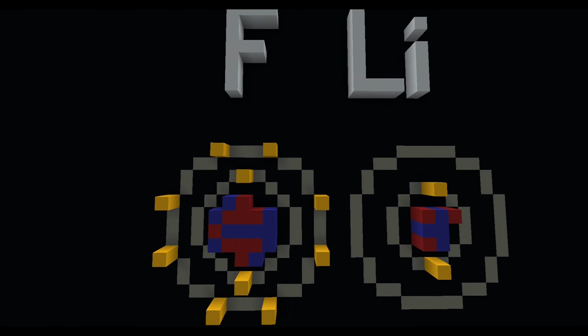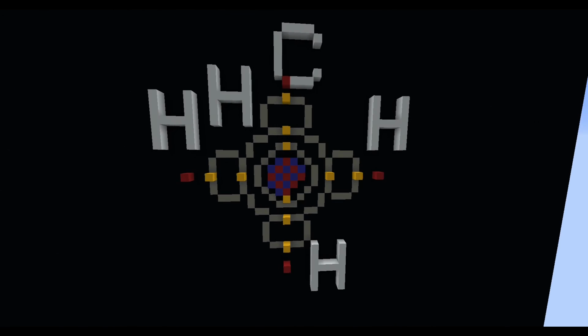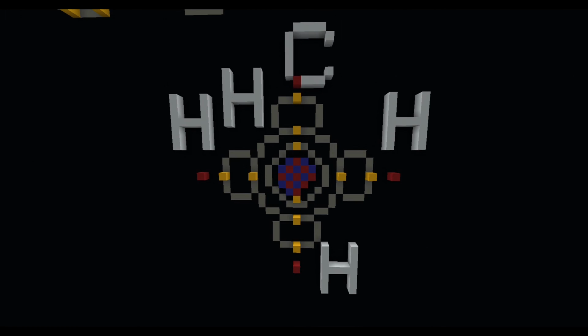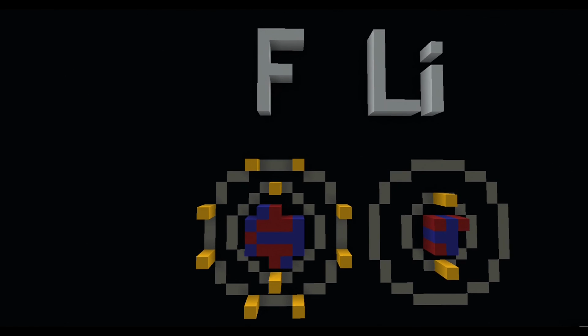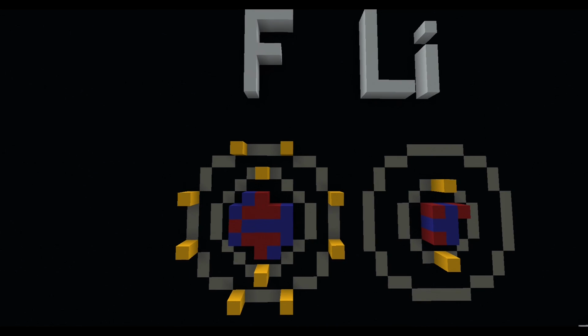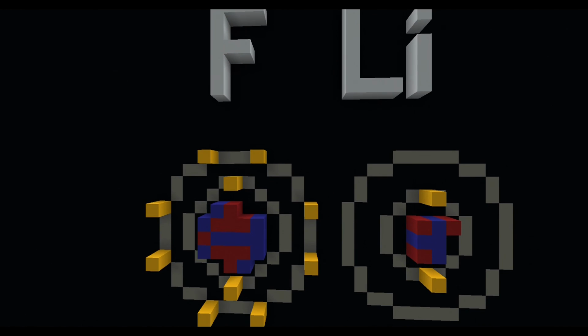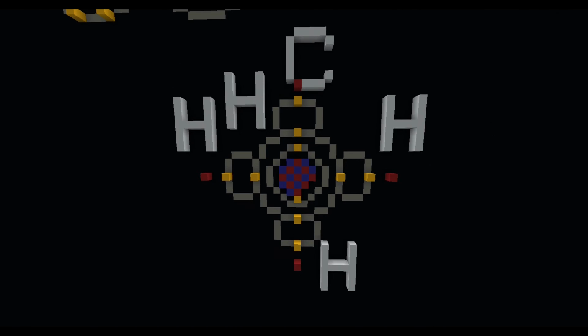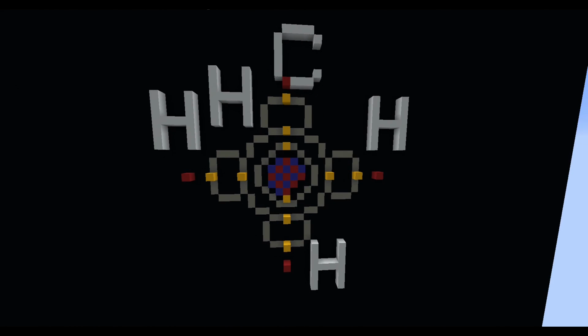Ionic bonds are when an atom takes an electron from another atom. Covalent bonds are when one atom shares its electron with another atom. This can be seen in salt, or lithium fluoride, where fluorine takes the electron from lithium to fill out its outer shell, while for carbon tetrahydride, the electrons are still shared.